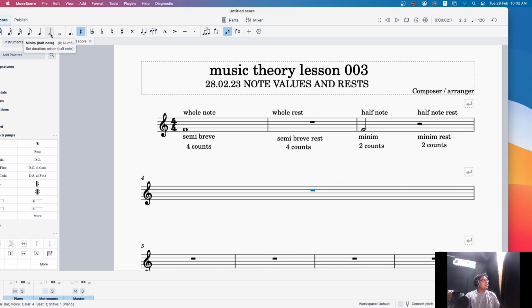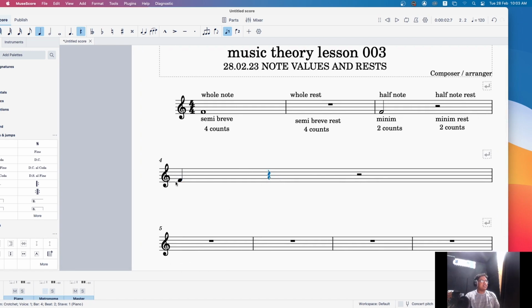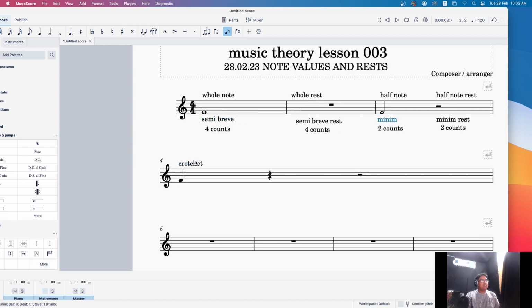So we have the crotchet. This is the crotchet and this is the crotchet rest. In Italian, these names, semi-breve, minim, crotchet, are the Italian names, and this is the regular English method: whole note. Crotchet is also called quarter note. It's a quarter note, and this is the rest. This is called the crotchet rest.